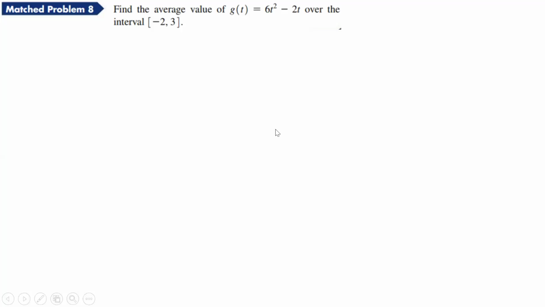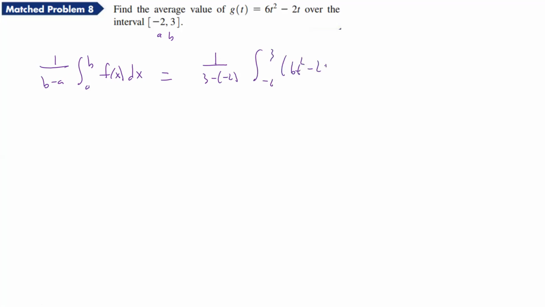So find the average value for 6t squared minus 2t over the interval minus 2 to 3. Well, what do we know? Well, we know that that's our a, that's our b. So if we're finding the average value, remember it's 1 over b minus a times the integral from a to b of our function, whatever it is, f of x dx. So we have 1 over 3 minus minus 2 times the integral from minus 2 to 3 of our function, which is 6t squared minus 2t dt.